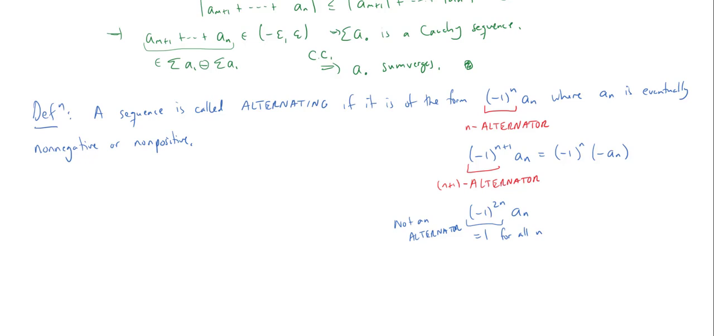Now, if I take an alternating sequence and then write down the corresponding sum sequence or the corresponding series, we'll call it an alternating sum sequence or an alternating series. So the corresponding series is called an alternating series.